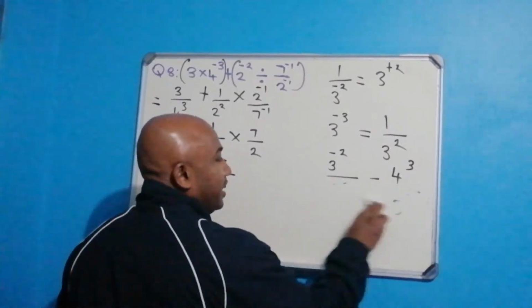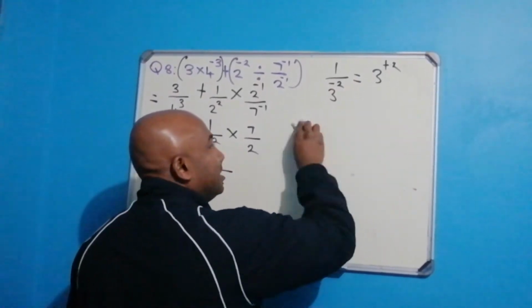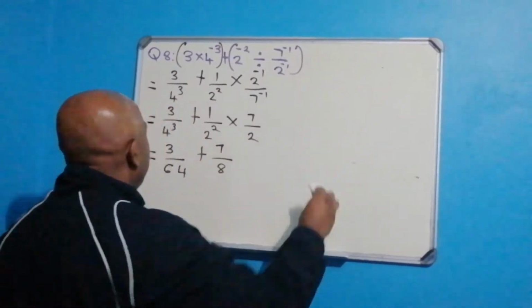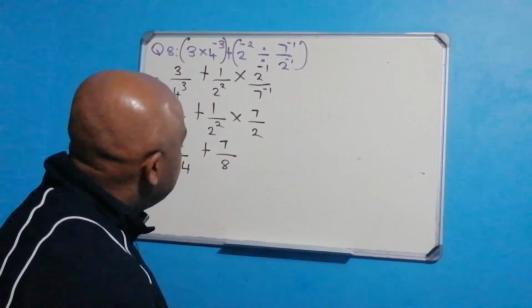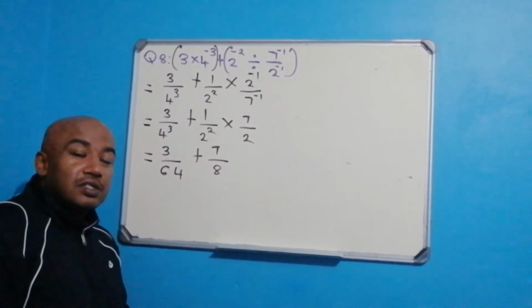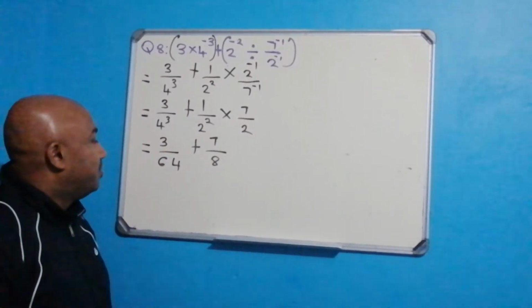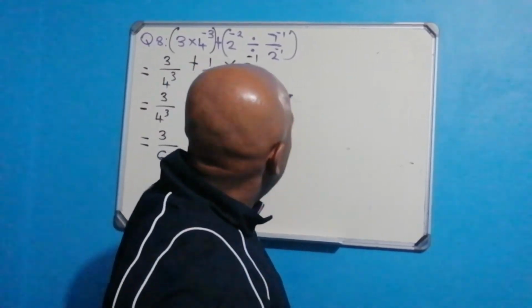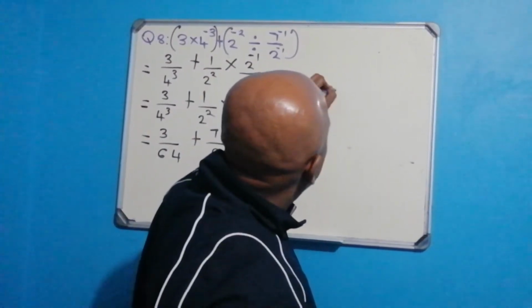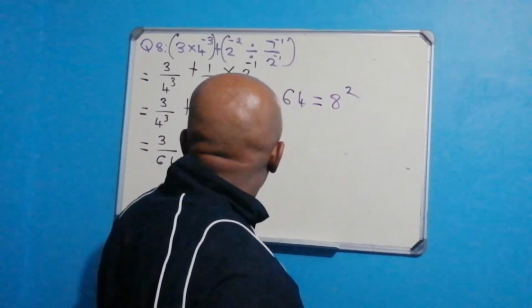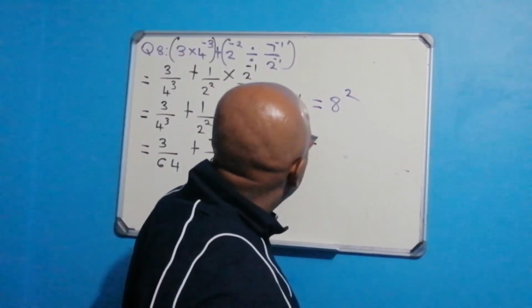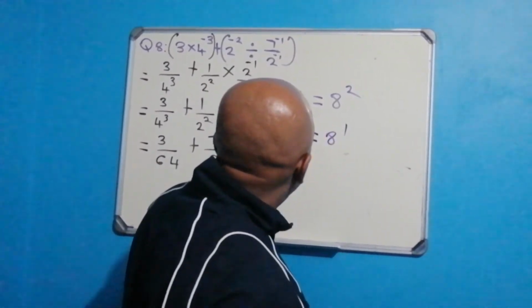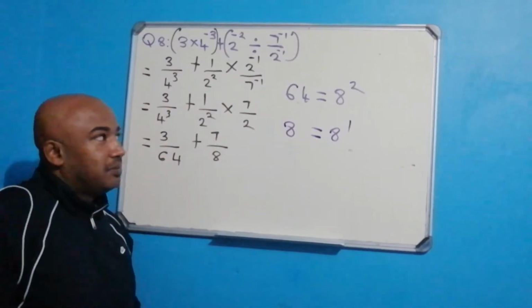And what we need to do there is, whenever we are adding and subtracting fractions, we need to find the LCD. In other words, find the lowest common multiple of the denominators. So 64 is the same as 8 squared. So we already have a denominator of 8 there. So 8 is equal to 8 to the power 1.